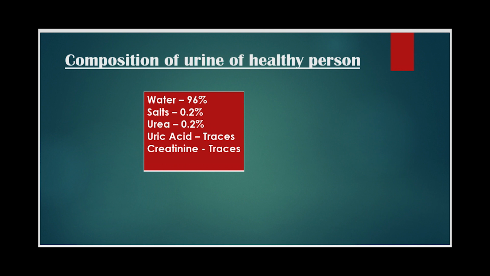The produced urine released into the pelvis is transported along the ureters into the bladder and is temporarily stored there. Release of urine takes place according to the need of urination. The urine of a healthy person is composed of 96% water, 0.2% salts, 0.2% urea, and traces of uric acid and creatinine.